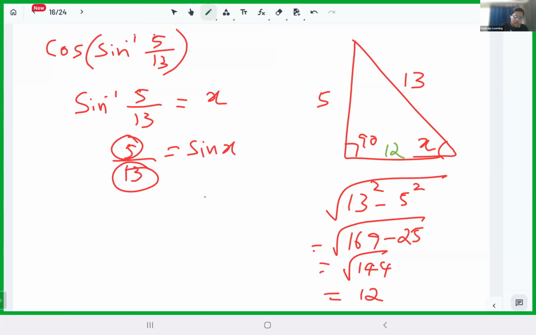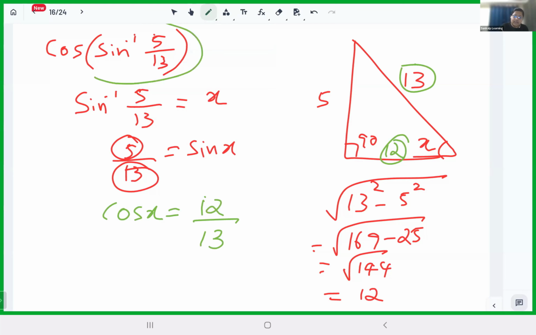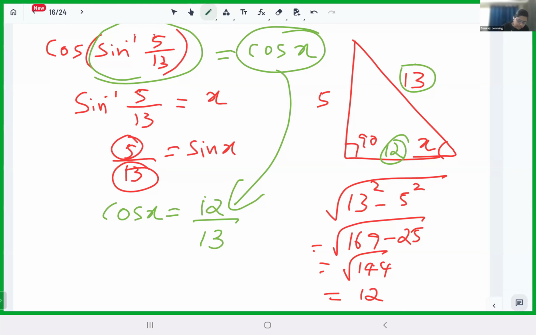Adjacent side is 12. So what can you say about cos x from this? Cos x is equal to adjacent by hypotenuse. Adjacent is 12, hypotenuse is 13. So it is 12 by 13. Here we have put sine inverse of 5 by 13 as x, so this will become cos x. And the value of cos x we have got as 12 by 13. So the answer of this question is 12 by 13.